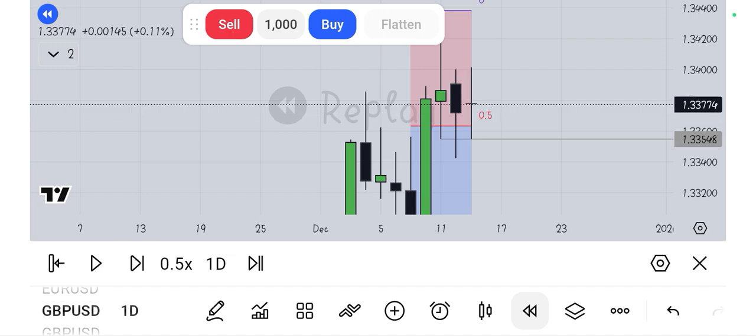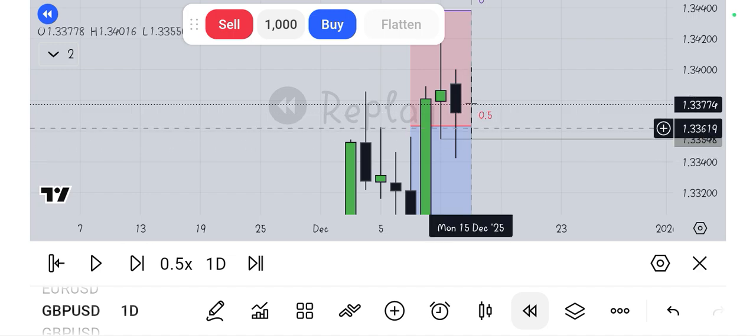Of course we can see that Monday has bought. Which means that if we took this trade, of course this would be a winning trade.